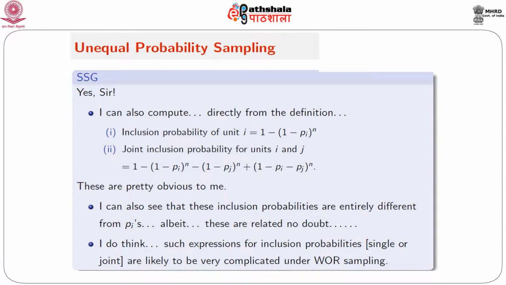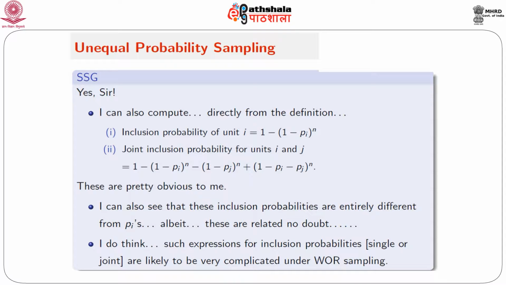Yes, sir. I can also compute directly from the definition. The inclusion probability of unit i is 1 minus (1 minus pi) whole raised to the power n. That's very true, because 1 minus pi refers to the exclusion probability of the unit i. And if I am referring to with replacement sampling with n trials, in every trial the exclusion probability is 1 minus pi. Therefore (1 minus pi) to the power n is the total exclusion probability for the unit i. And 1 minus that is the inclusion probability of the unit i. Same interpretation, that means the chance that unit number i is included in at least one of the n trials. What is the next one?